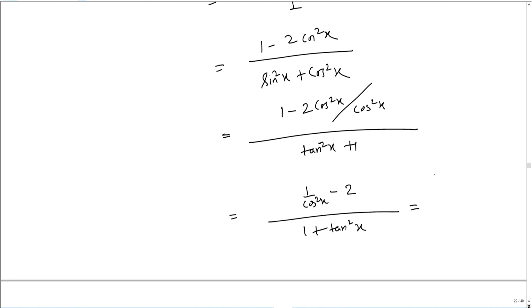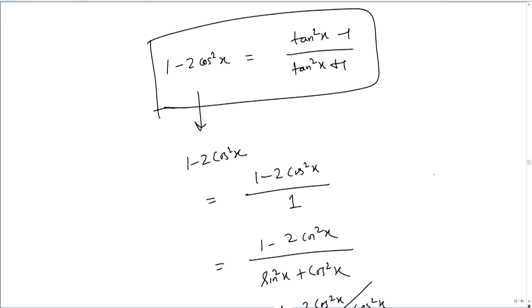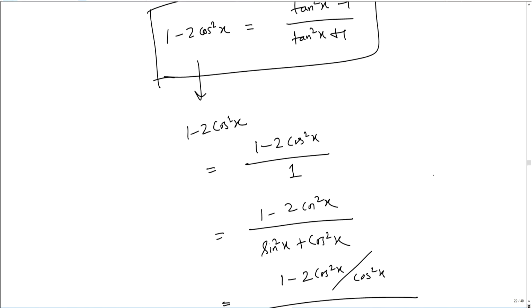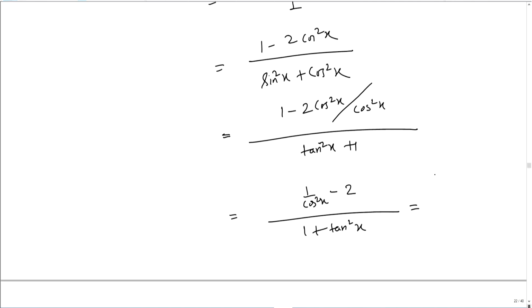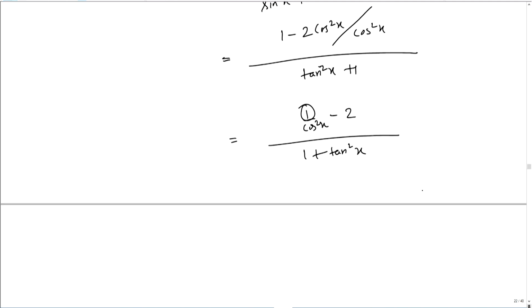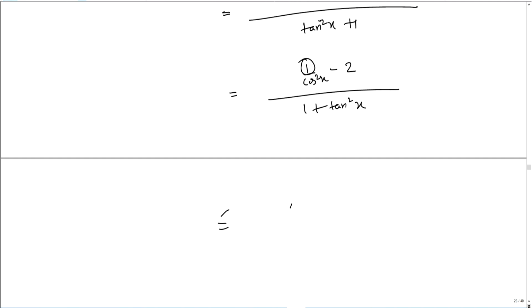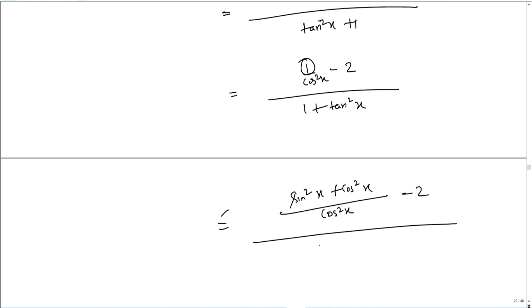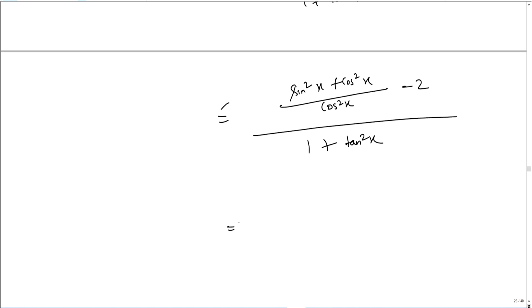Okay. So, is there a way to simplify this? We need to get the form tan square x minus 1. One thing we can try here is, can we write this 1 as sin square x plus cos square x? Let me write on the bottom line. So, I am replacing this 1 by sin square x plus cos square x, and this whole thing is divided by cos square x, minus 2. In the denominator we still have 1 plus tan square x.